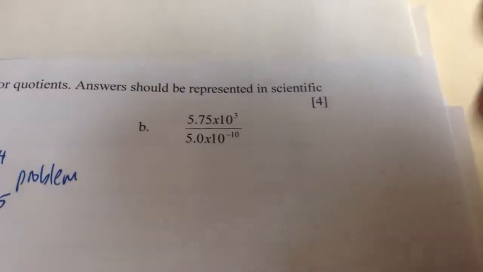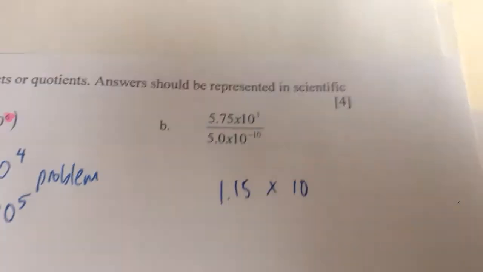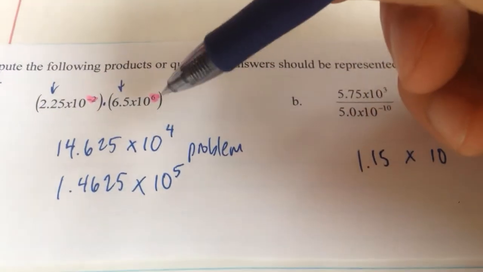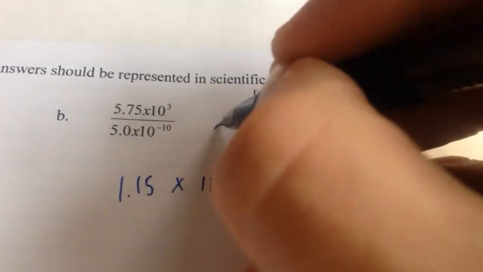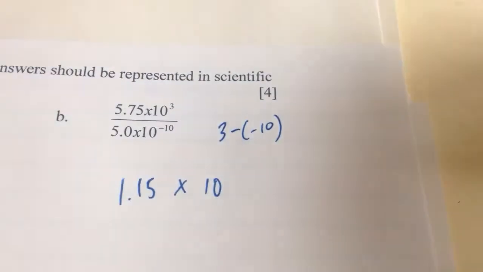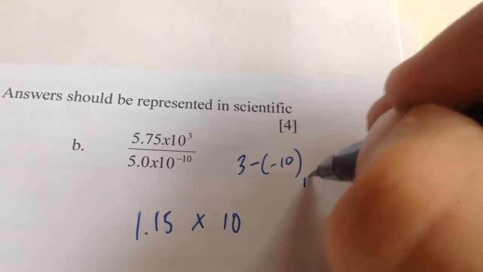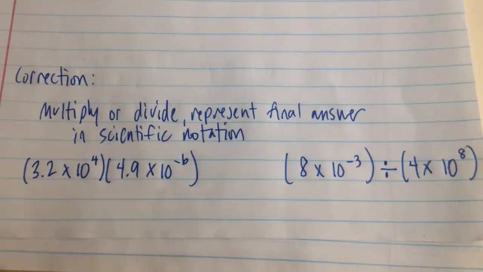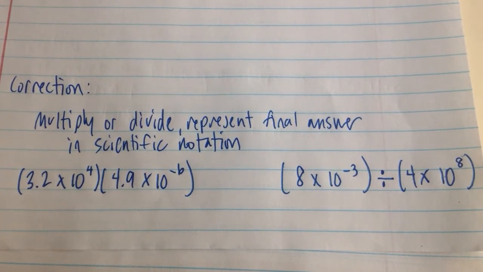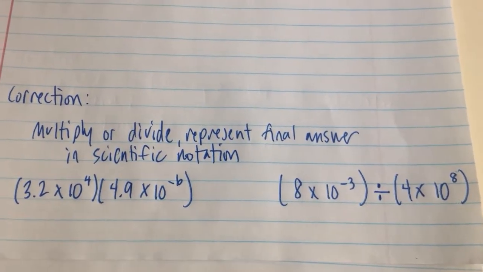Now I'm just going to divide. 5.75 divided by 5 is 1.15. Now, with multiplication, we added the exponents. With division, we are going to subtract. So we're going to subtract the exponents. 3 minus a -10. 3 minus a -10 is actually positive 13. For this problem, your corrections are to multiply or divide, and represent the final answer in scientific notation. Mind you, there are two problems to do.